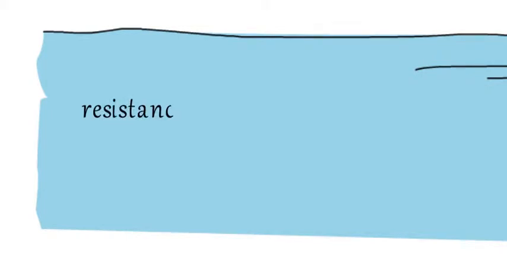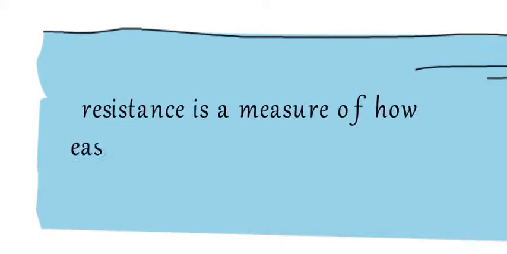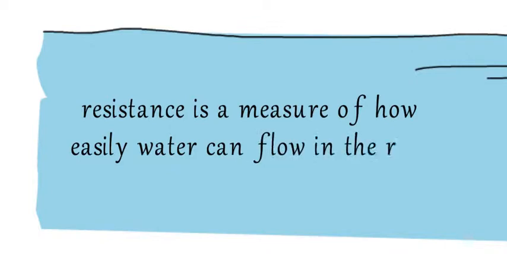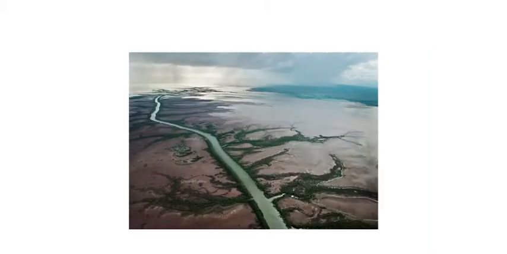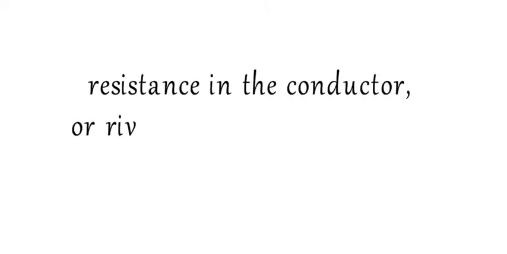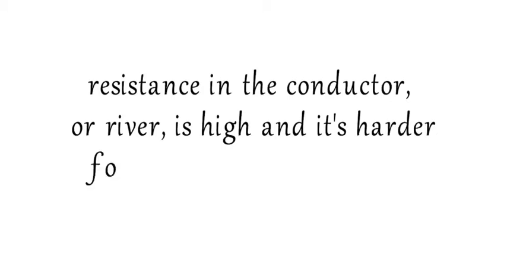A common analogy for electric flow through a conductor, or current, is water in a river. Resistance would be a measure of how easily water can flow in the river. If the river is really long, it's harder for water to flow from one end through to the other. Likewise, if the river is really thin, really cold, or made of some thick viscous material like mud, then resistance in the conductor or river is high, and it's harder for a charge to move through.